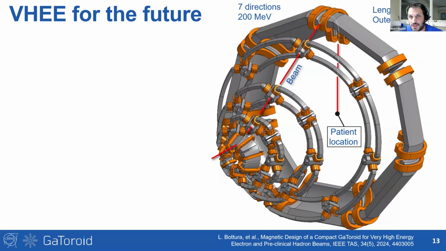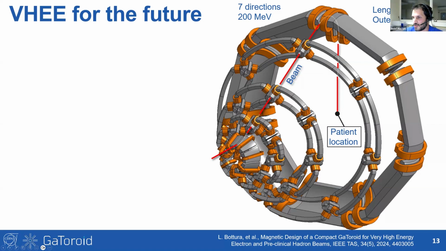In parallel to this demonstrator, more designs using the Gatorade concept were developed. This one was developed in collaboration with Oxford University, and it's dedicated to very high energy electrons of 200 MeV. The difference compared to the previous design is that it's a so-called superferric magnet, meaning that the field is mostly shaped by the iron that you can see here in gray on the picture, and the field is just generated by simple coils.